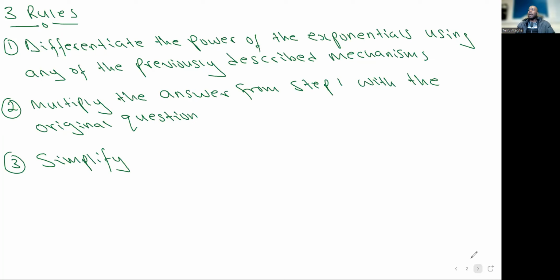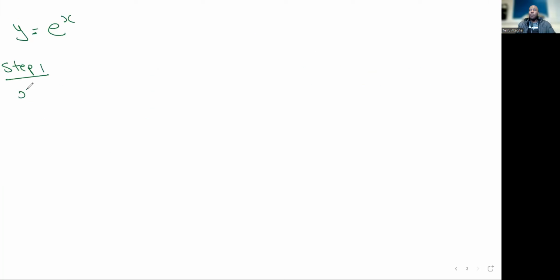Let me solve each of the formats so that you can see. The first one is e raised to power x. Now, if you have e raised to power x, step one, what do you need to do? You need to differentiate the power. The power we have here is x, and when you differentiate x, you get 1. Please, if you've not reviewed my video on the power rule, how to differentiate, that's the first mechanism, please go back and look. So if you differentiate x, you get 1.